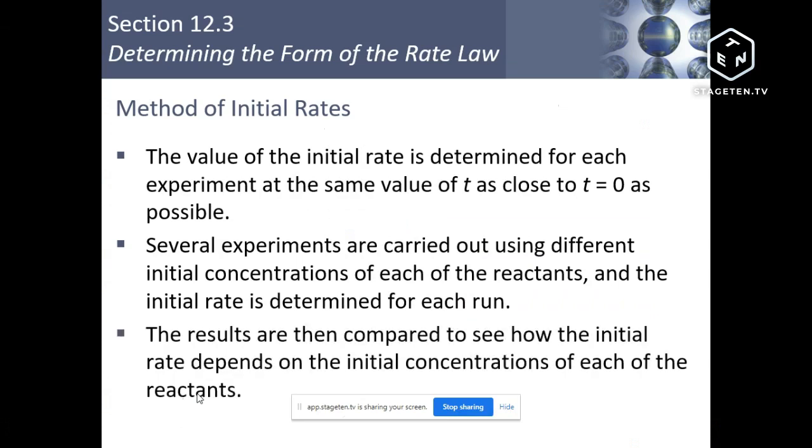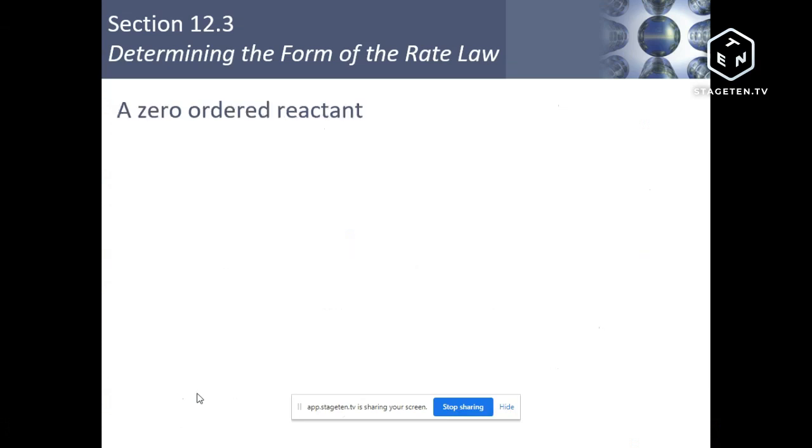All right. So hold on. Let's skip over the method of initial rates. Let's talk about what it means to be zero ordered, first ordered, or second ordered.